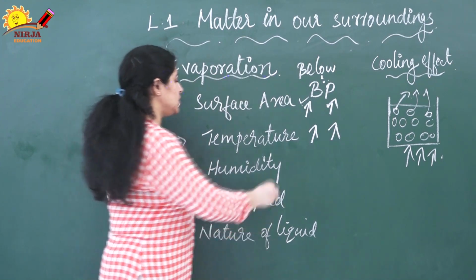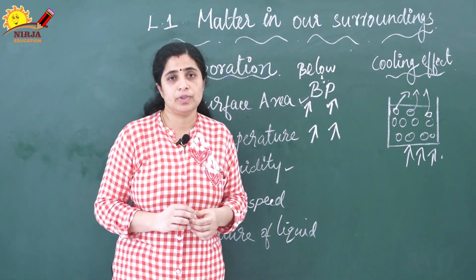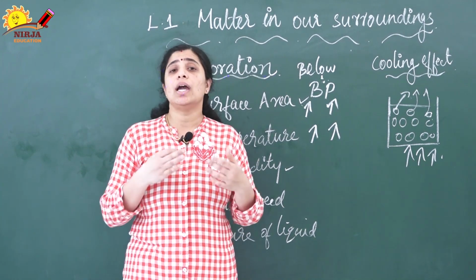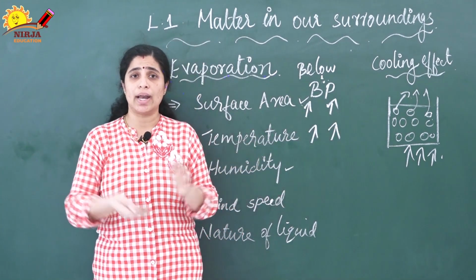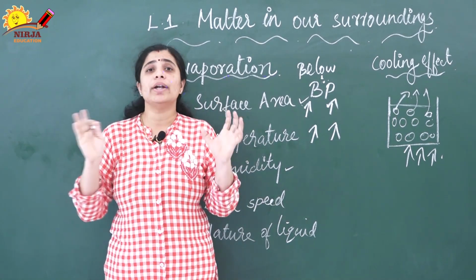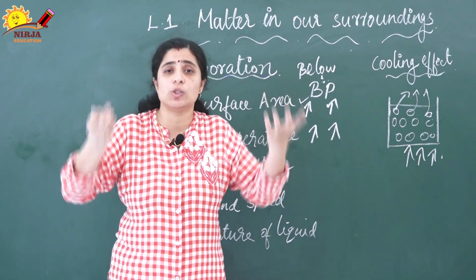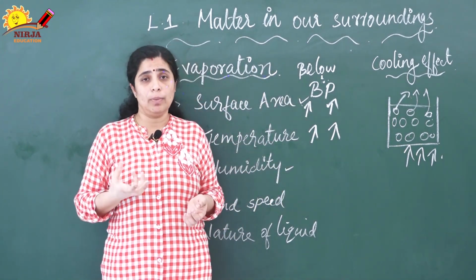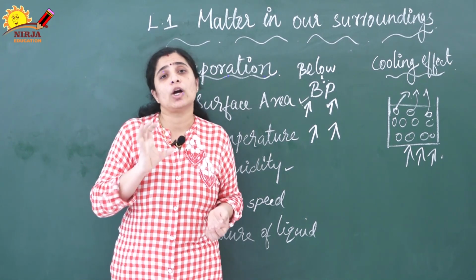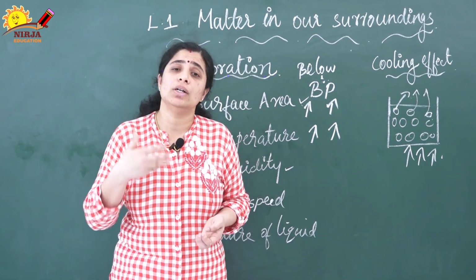The next one is humidity. What is humidity? You know that. The amount of water vapor present in the atmosphere is known as humidity. If the amount of water vapor is already more, that means humidity is more, and the atmosphere can't accommodate more water vapor. There is some limit for accommodation of water vapor. So it can't accommodate more water vapor.